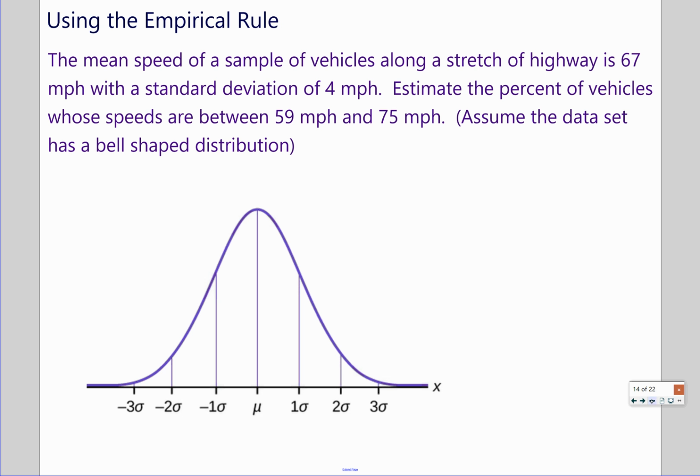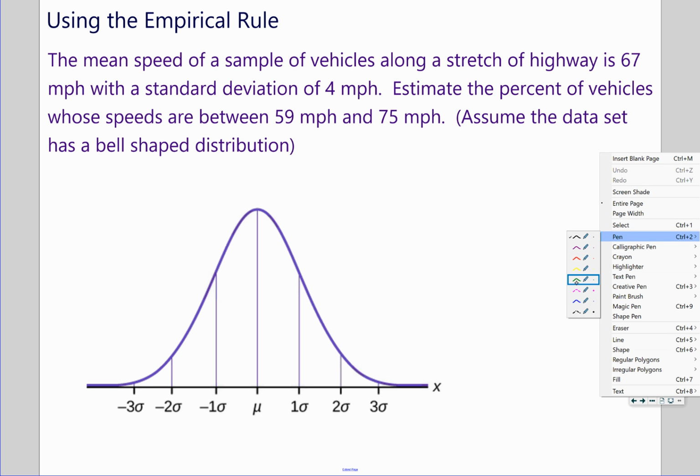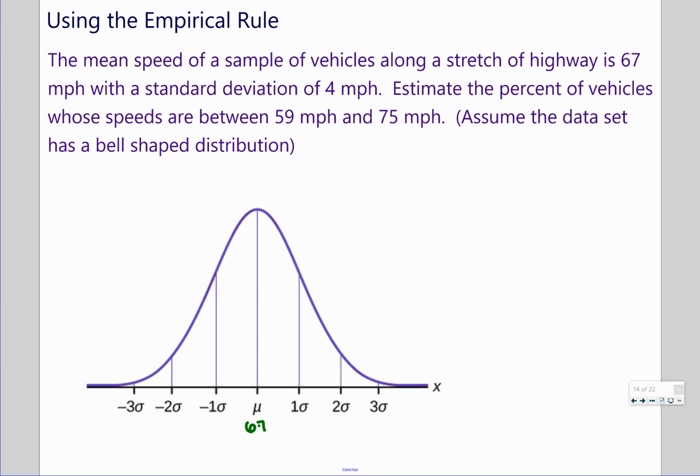Now, if I know the mean is 67, that's the middle of my curve, right there, okay? I also know my standard deviation is 4. So every line we go out, we're just going to add or subtract 4. I'm going to add 4 as I go to the right and subtract 4 as I go to the left. So 71, 75, 79, 63, 59, 55.